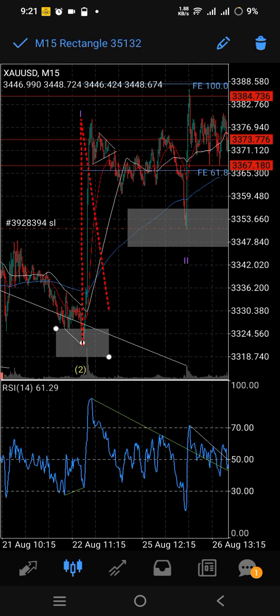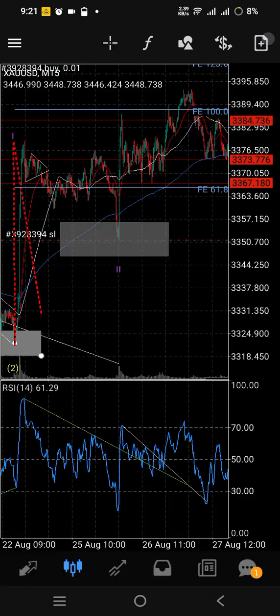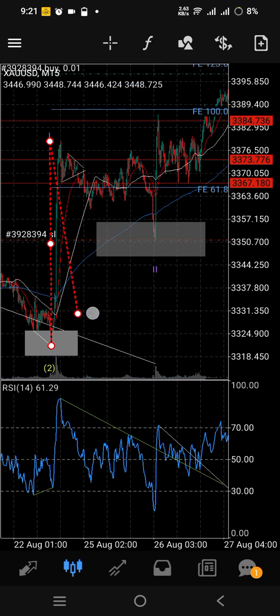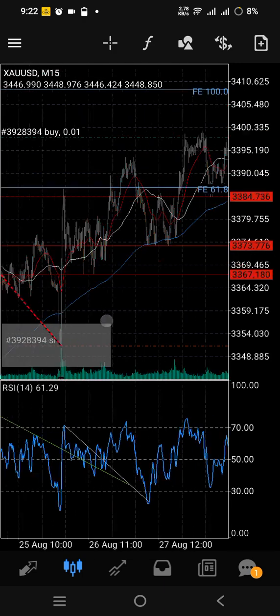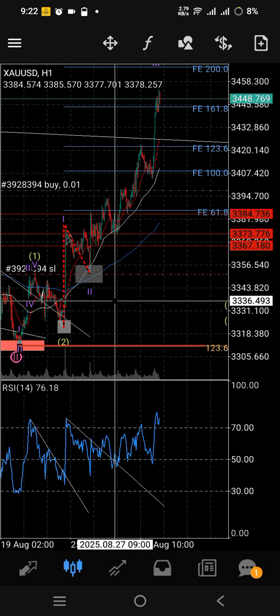Let me change my color back, indicating my risk. So that is how this current trade went.